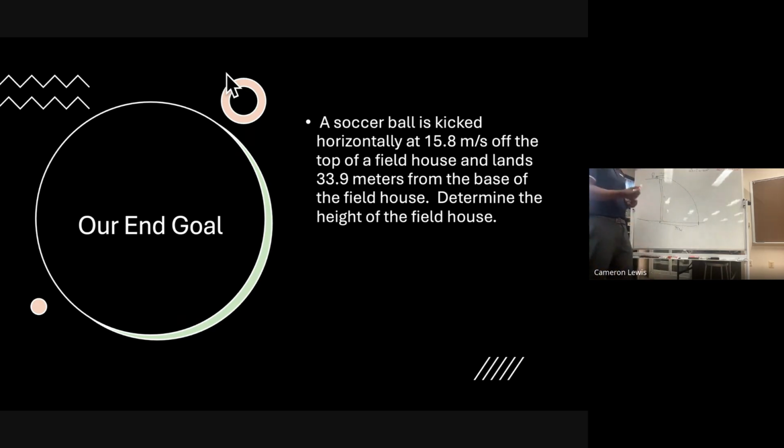So we're starting there. We have to do two separate calculations, right? The horizontal and vertical. Now, let me go back to where we started before. In this problem, we still have our given, assumptions, and unknown. What is the unknown? The height. So we don't know the height.